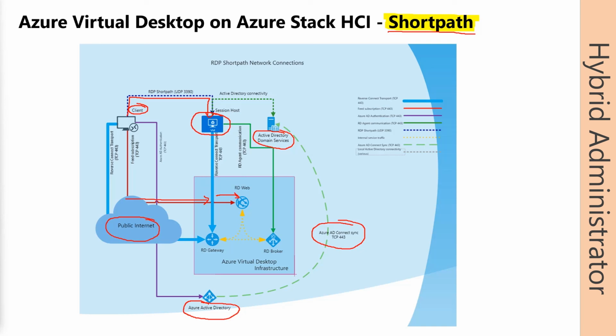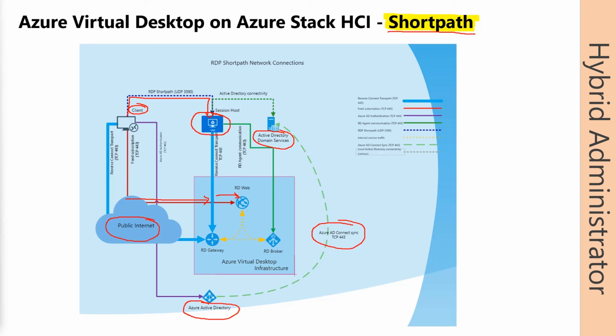This can be realized via ExpressRoute. This can be realized via client VPN. This can be realized via site-to-site VPN. This could be realized, but please don't do this, by publishing the virtual desktop VM to the public internet. So it's important that this machine is directly accessible for the clients.